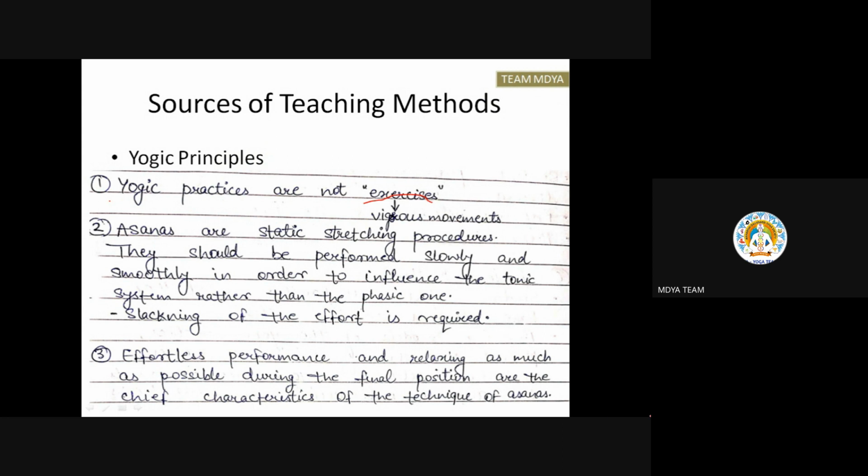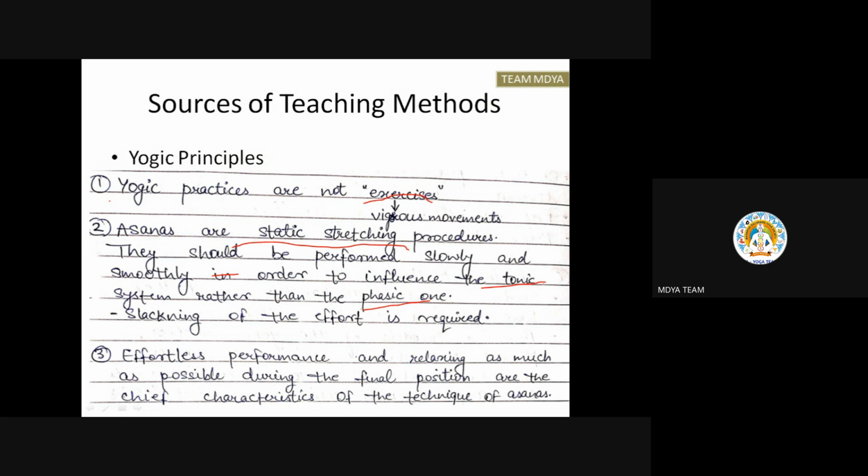It means that the practice of yoga should not be hyper violent. It should be slow. As we studied earlier, asanas are static stretching. So there should be static stretching procedures, and they should be performed slowly and smoothly in order to influence the tonic system rather than the phasic one.